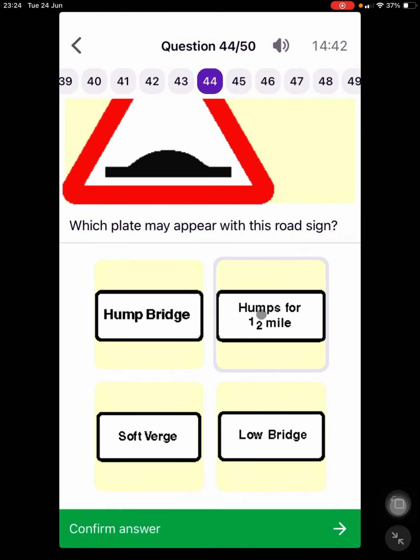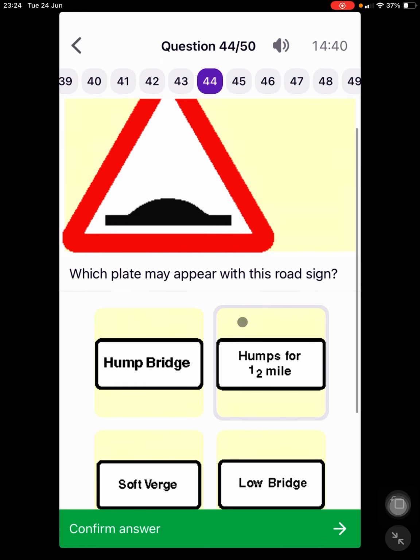Okay, and what does this sign mean? It means this road. So if you see this sign and then under this sign you see this, it would mean when you enter that road there will be humps for half a mile. Okay, that's what it means.